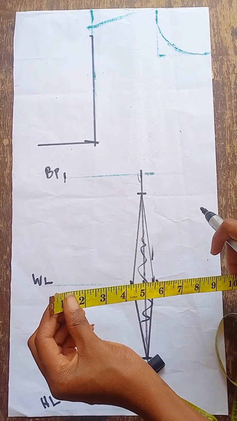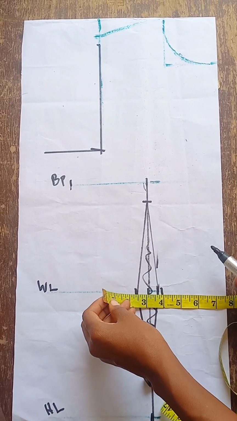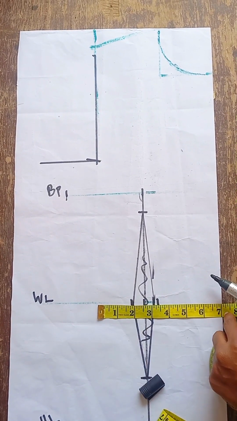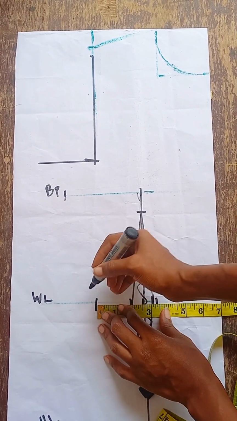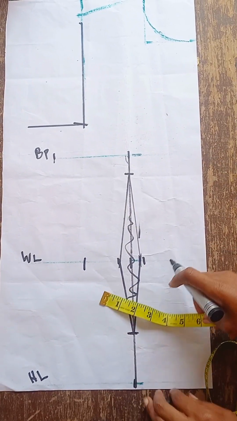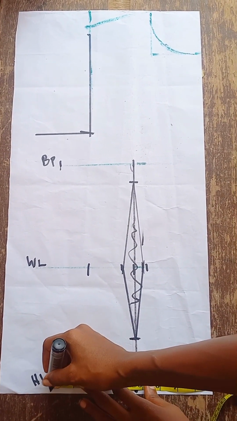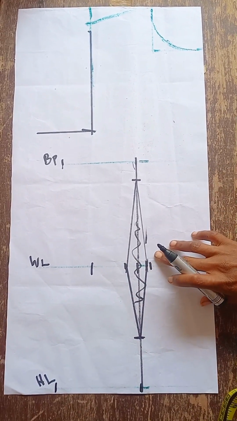Now my waist measurement is 28. 28 divided by 4 is 7. I'll be placing 7 on the center front of my pattern, and I'll be marking my 7 inches. My hip measurement is 36. 36 divided by 4 is 9. I'll be marking that 9 inches on my hip line, and that is it.